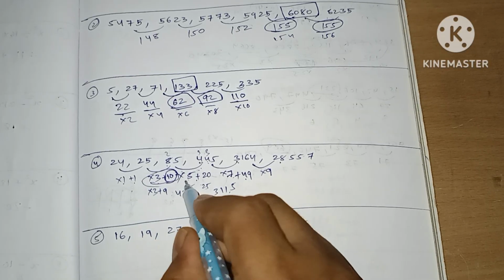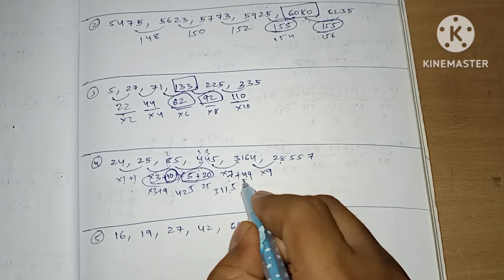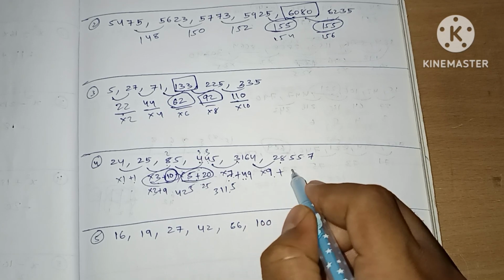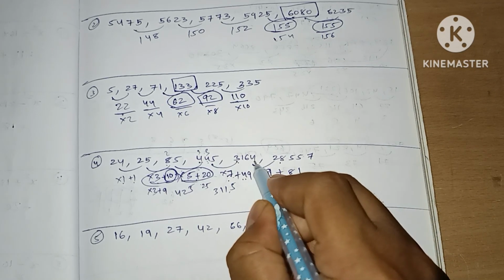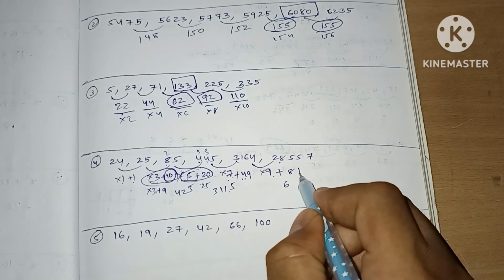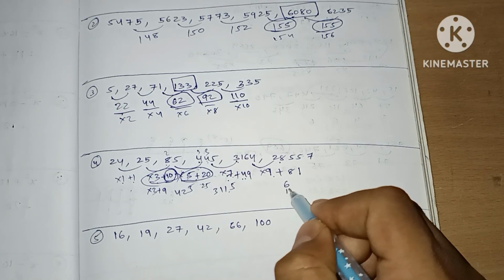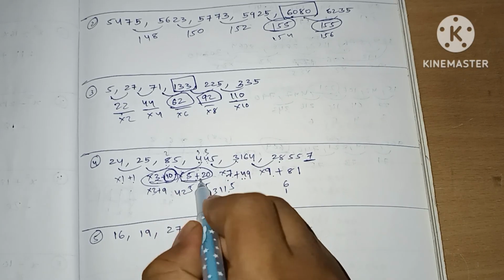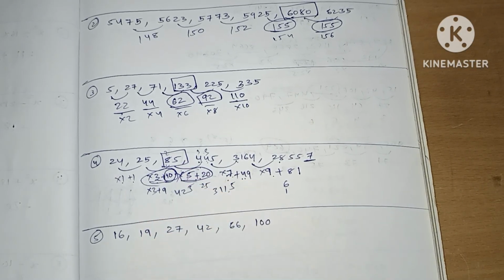So these two are wrong. Into 7 plus 7 square. Here it must be into 9 plus 9 square, which is 81. 9 four times, the unit digit is 6, and the unit digit for this one will be 1. So the sum of these two we get 7. So these are wrong. So our wrong number is 85.